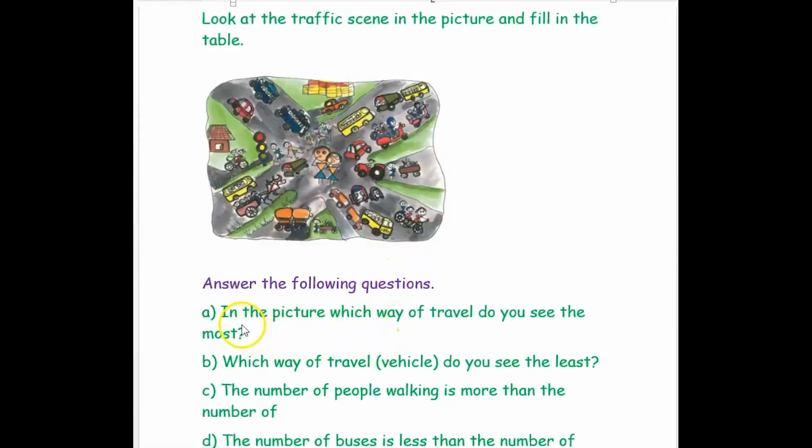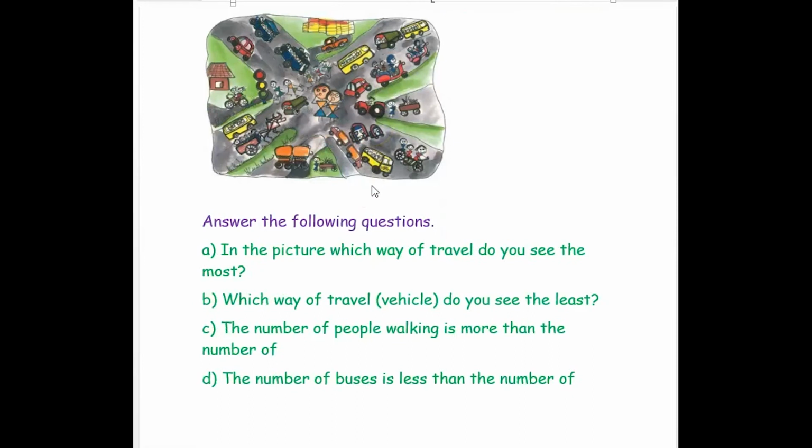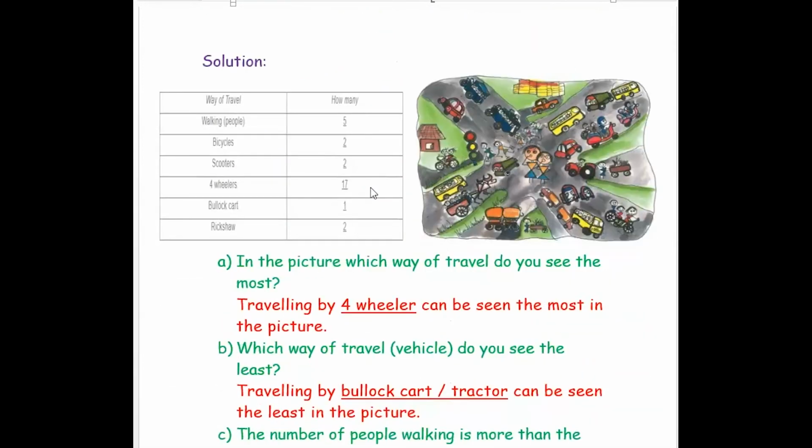The first question is, in the picture, which way of travel do you see the most? Which way of travel? By bus, by auto rickshaw, by car, by cycle, by walking, scooter. So many ways are there. Which way do you see the most? Traveling by four-wheeler can be seen the most.